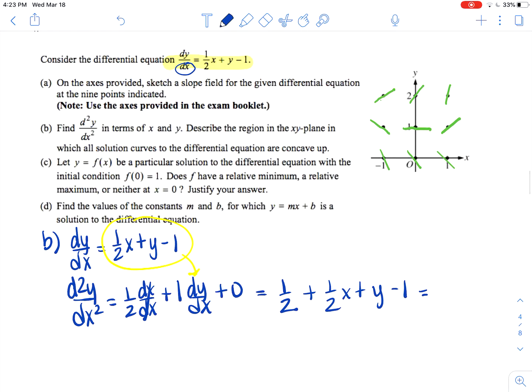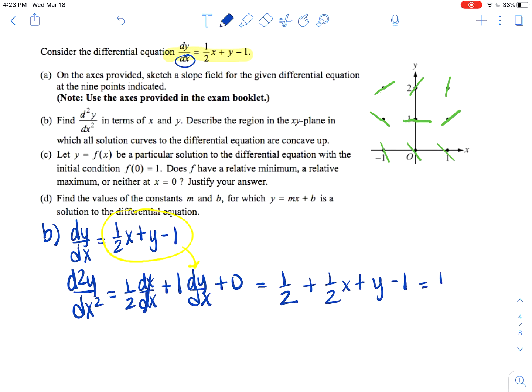I guess technically you could leave it like that because it doesn't really have to be simplified. But if I did want to simplify it, it comes out to be 1/2 x, I'm sorry, 1/2 x. Let me erase that because I don't like the way that looks. Okay, so 1/2 x plus y minus 1/2.